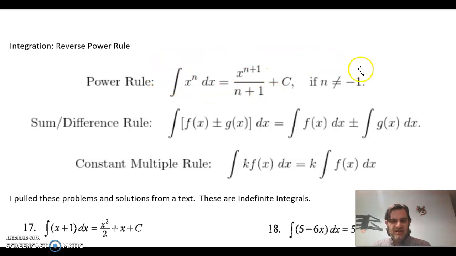Okay, so that is the main rule we'll be using. All the examples below, we're going to be using that, and we'll see many different forms of it. Increase the power, divide by the new power.